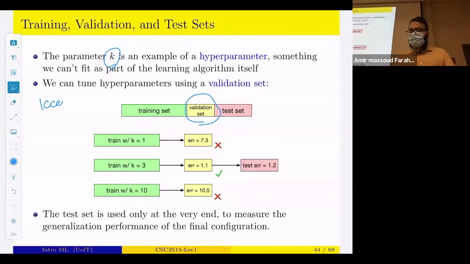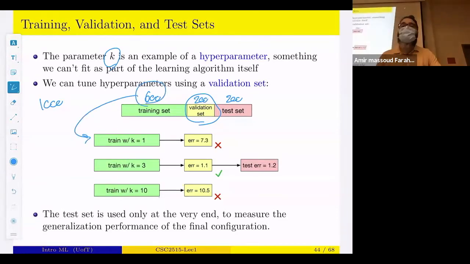So the way it works, for example, we get 1,000 data points. We divide it into three sets. For example, 600, then maybe 100 or 200 and 200, right? So you divide it like this. And then you give this 600 to your algorithm.